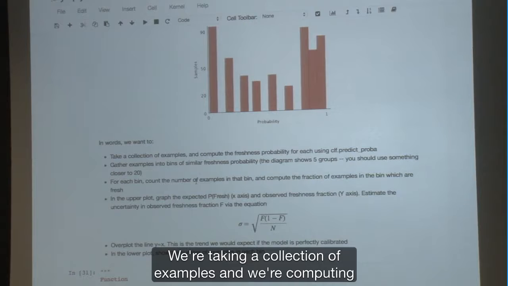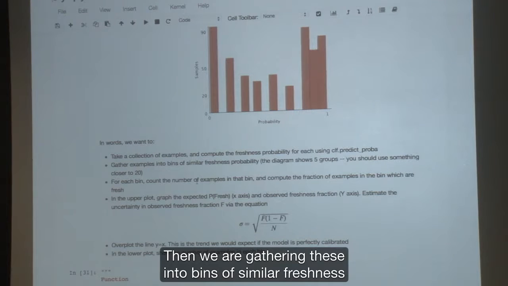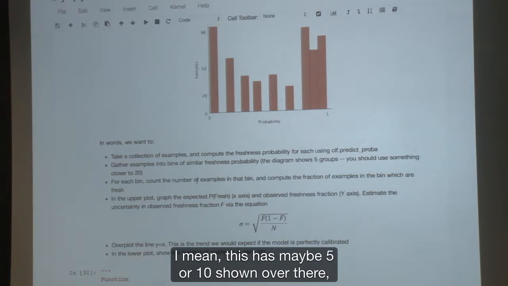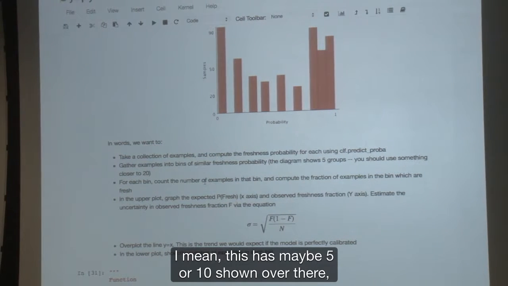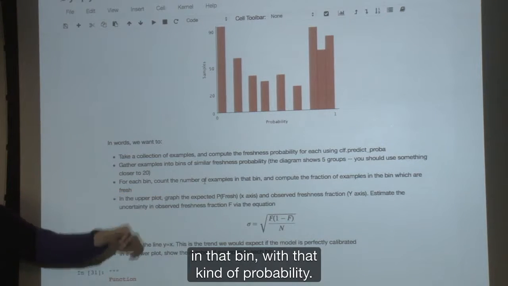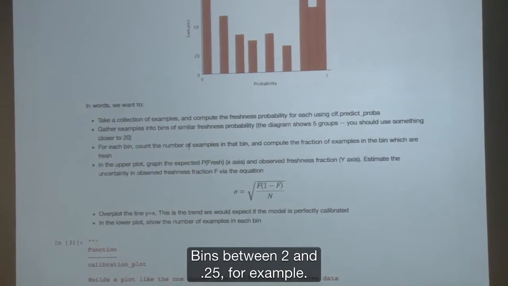We're taking a collection of examples, and we're computing the freshness probability for each using the clf predict_proba. Then we're gathering these into bins of similar freshness probability, like bins of maybe 0.05 or something of that sort. This has maybe 5 or 10 shown over there, but you probably want bigger bins. For each bin, you want to count the number of examples in that bin, like between 0.2 and 0.25, for example.